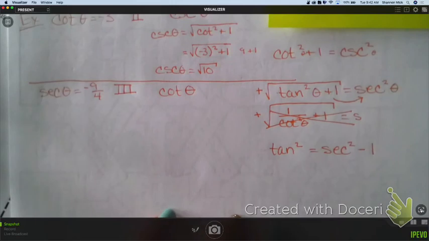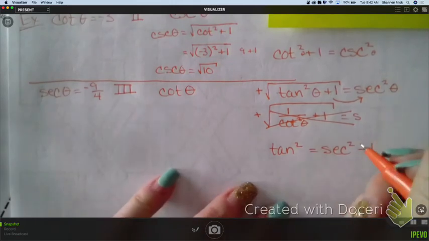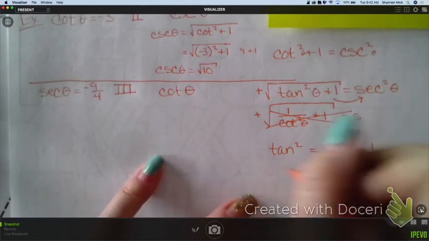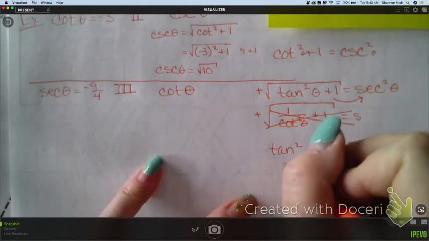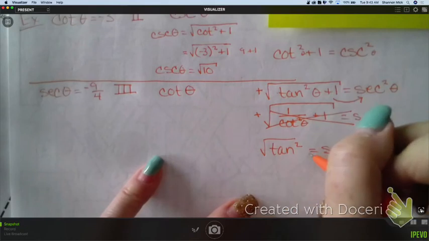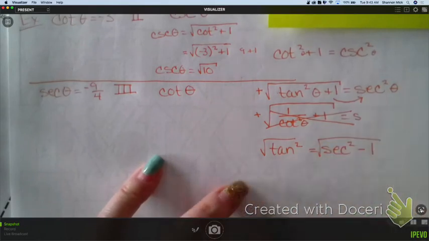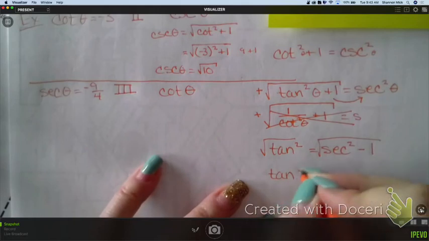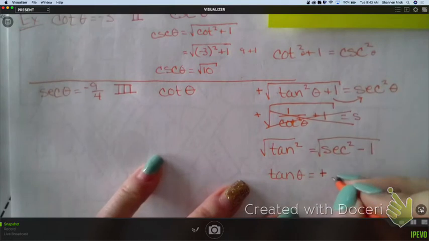Okay, so I have this, right? 1 over cotangent squared of theta is equal to secant squared minus 1. I'm going to have to take the square root, aren't I? So I have tangent of theta equals, and it's going to be the positive. Why is it positive? Because it's in the third quadrant.